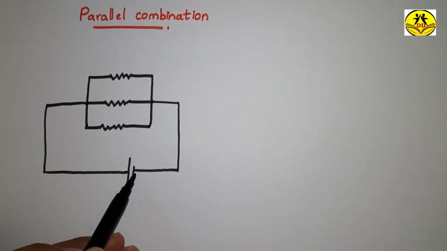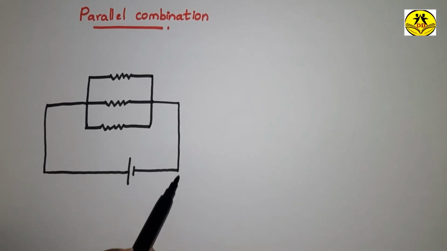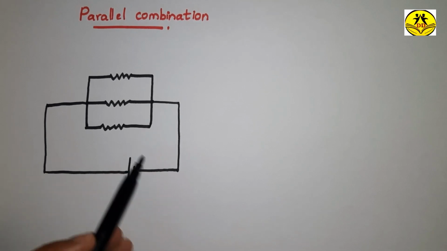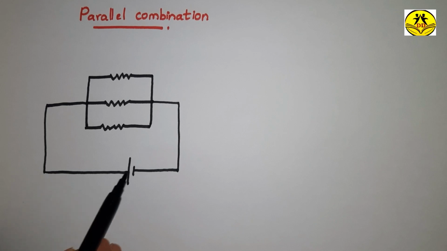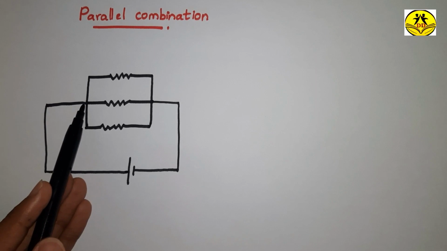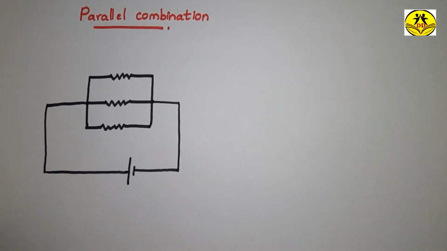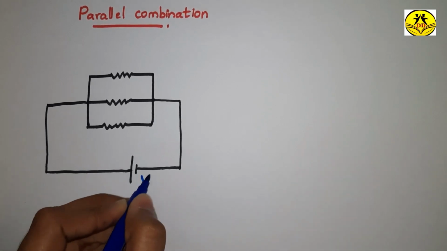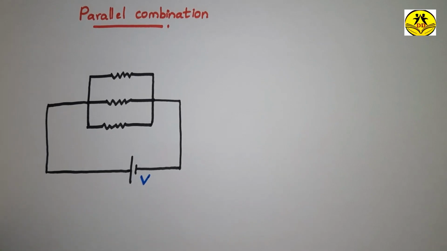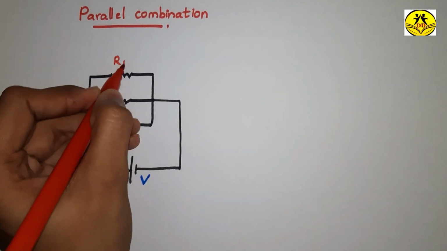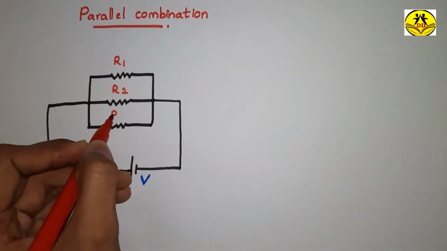So that potential at the negative terminal of the battery remains the same along these zero resistance conducting wires. Similarly, the potential of the positive terminal of the electromotive force remains the same along the zero resistance conducting wires. So if we consider the potential of the electromotive force as V here, and let's take the value of the resistors as R1, R2, R3.